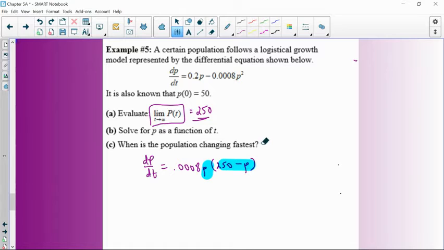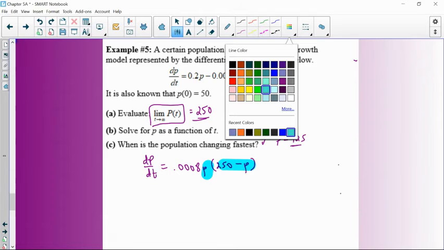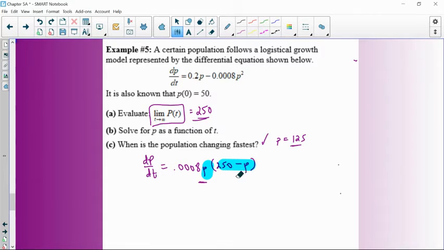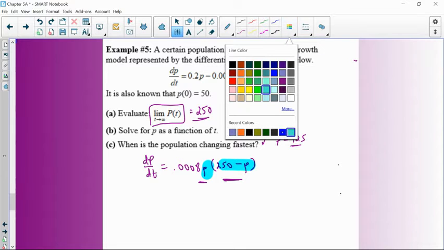Now, when is the population changing the fastest? Well, we might not be able to find the time just yet, but we do know it happens when our population is exactly half the carrying capacity, which is 125. And thinking about when this derivative is zero, this derivative is zero at 0 and at 250. But remember, those are p values.